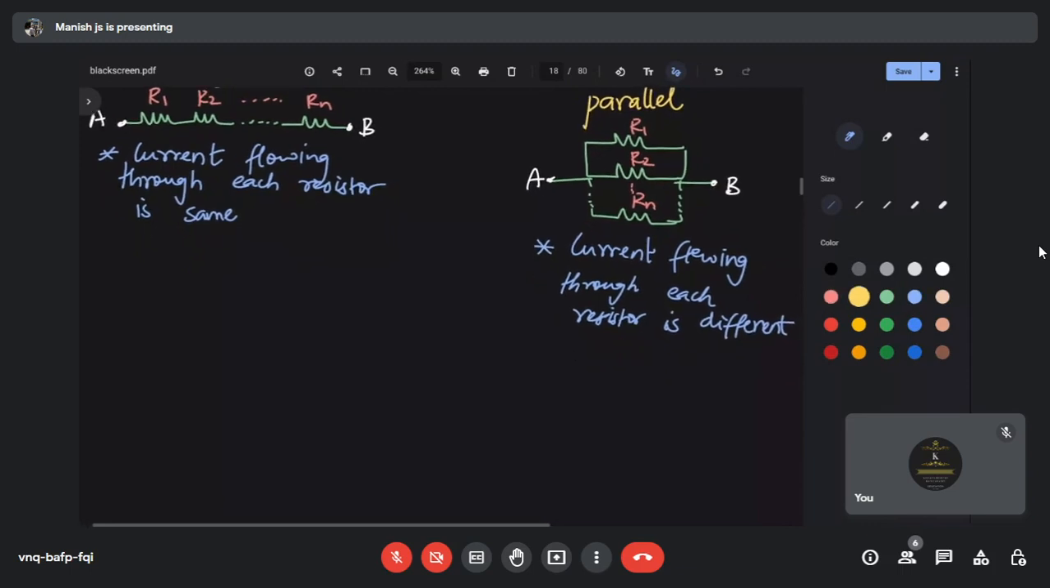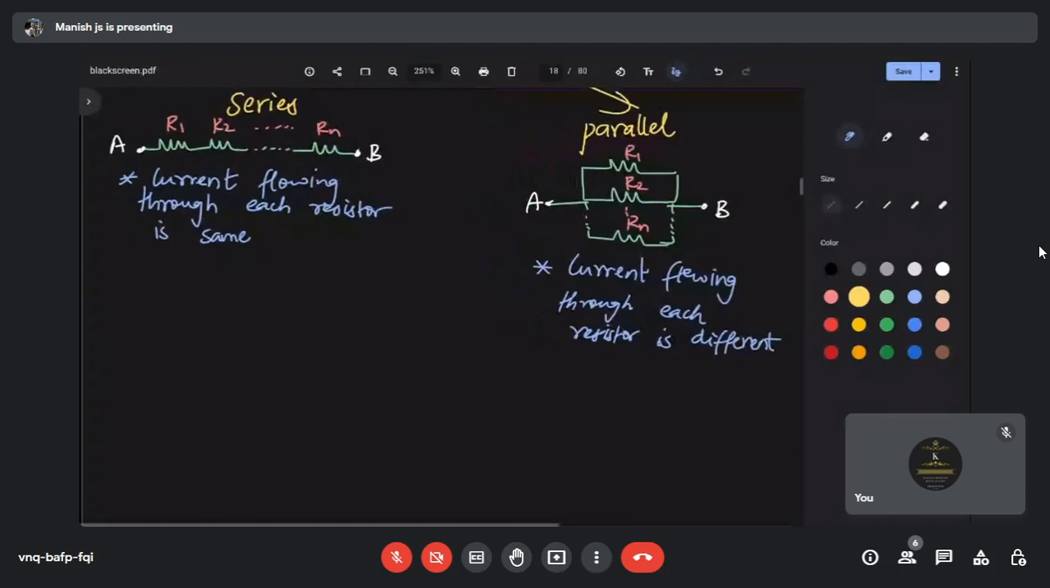Now this may not be the same all the time. If the resistors are the same, then an equal amount of current might get divided. That is only if that condition applies, if the resistors are similar. If you have non-similar resistors connected, it's going to be different anyway.